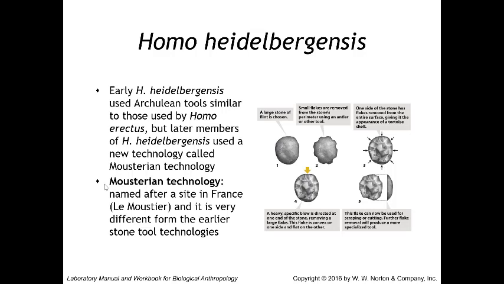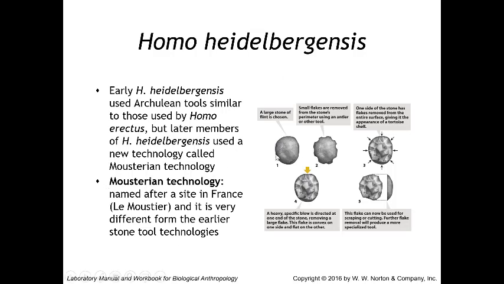Mousterian technology is named after a site in France, Le Moustier, I don't know how to say it. Mousterian tool technology is very different from the earlier stone tool technologies. So really quickly, I'm going to go over this and we'll talk about it again.